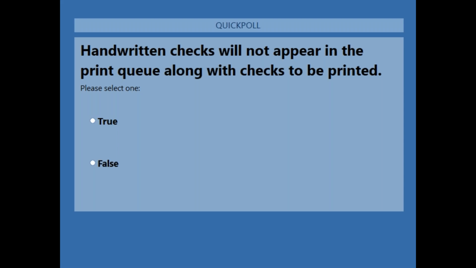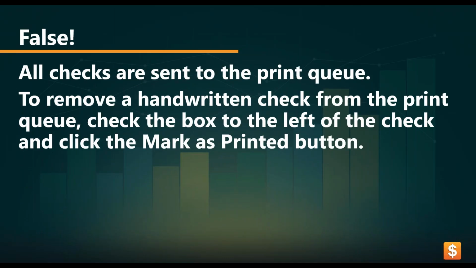Okay. I think I got someone with my double negative, so I apologize for that. But the gist of it is, the idea of it is false, because they are all sent to the print queue. You just don't have to print them. You can just mark them as printed, just kind of as like a little cheat. They do in fact show in the print queue, which I think is why most people put true. So I apologize for that.